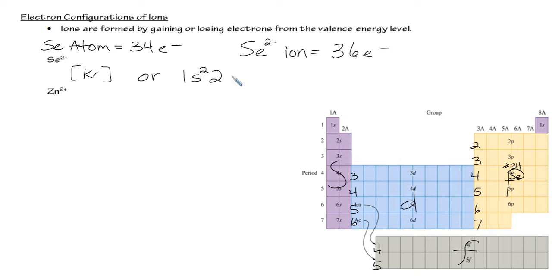1s2, 2s2, 2p6, that gets me 10 electrons. 3s2, 3p6. Now instead of going right to the 3d, that 4s sneaks himself in there because he's lower in energy. So I'd say 4s2, then I hit the 3d, it goes across 10.